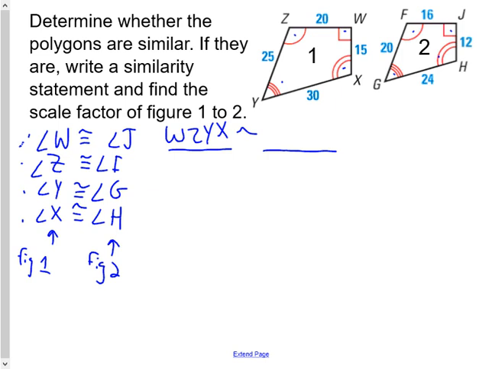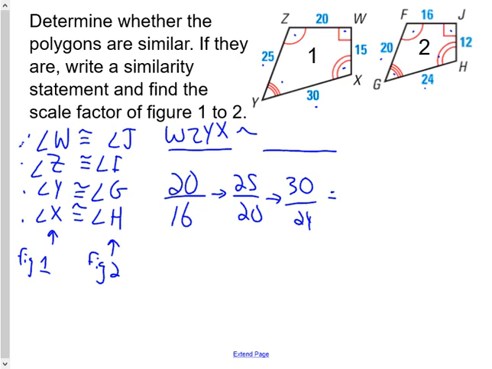My angles are similar, what about my sides? So going down the sides, 20 and 16, looks like 4/5 to me. Does that equal the next set? 25 to 20. And does that equal the next set? 30 to 24. And does that equal 15 to 12? Those all need to be equal, so divided by 4, I get 5 to 4. This one divided by 5, I get 5 to 4. And so far, they all do equal 5 to 4.